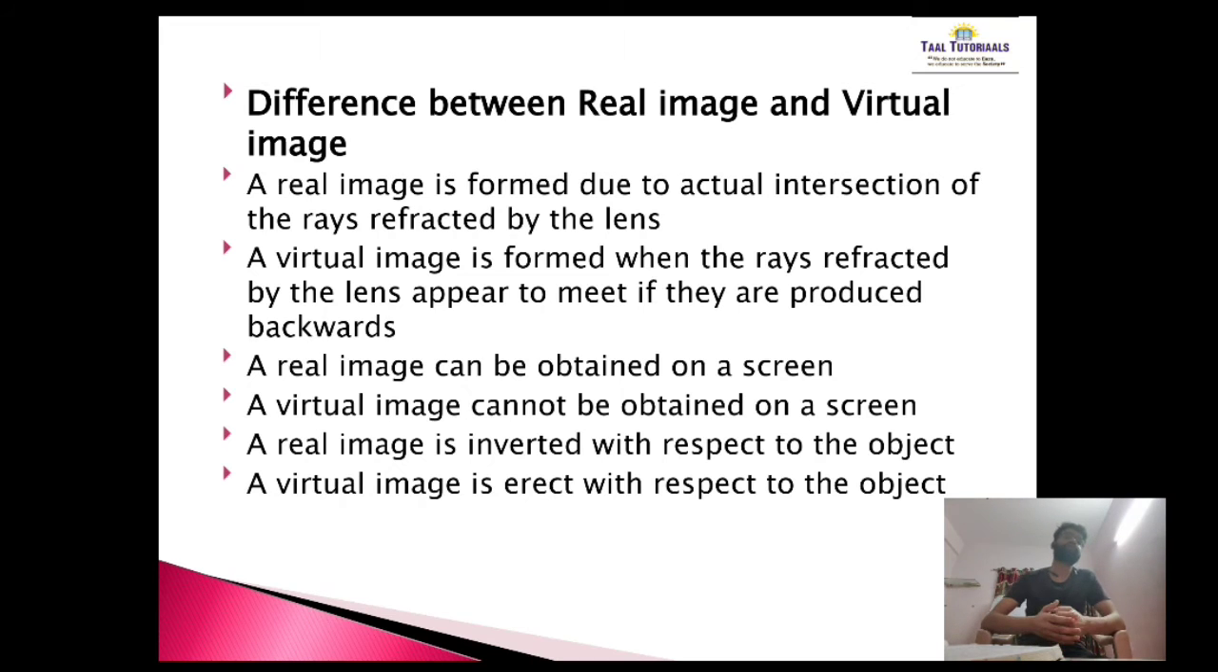If someone is able to differentiate between real image and virtual image: a real image is formed due to actual intersection of the rays refracted by the lens. However, a virtual image is formed when the rays refracted by the lens appear to meet if they are produced backward. A real image can be obtained on a screen, however, a virtual image cannot be obtained on a screen. A real image is inverted with respect to the object, however, a virtual image is erect with respect to the object. These are the things which differentiate between real and virtual image.